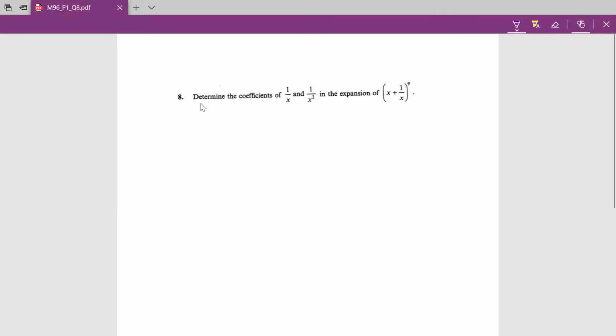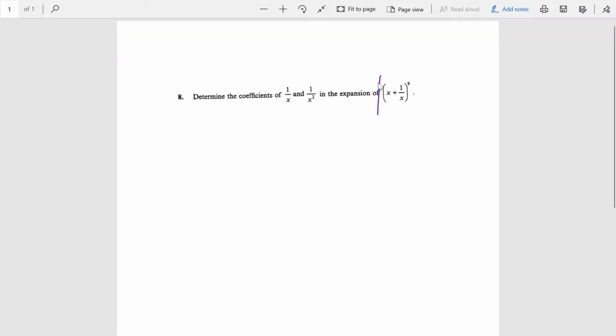So we're going to go with this question from a paper from 1996, which is: determine the coefficients of 1 over x and 1 over x squared in the expansion of this binomial series. So how do you figure out the answers to these kinds of questions, where it says determine the coefficients of some power of x in some series?